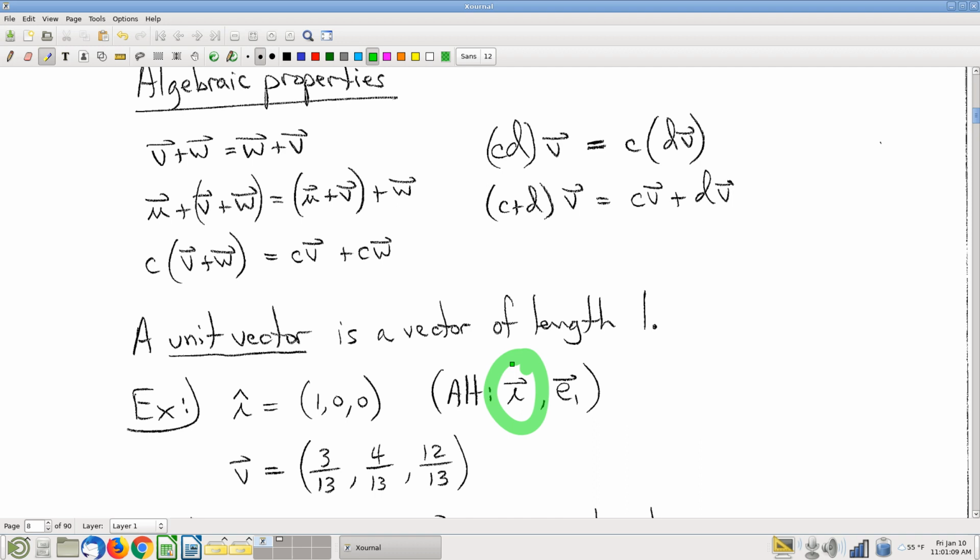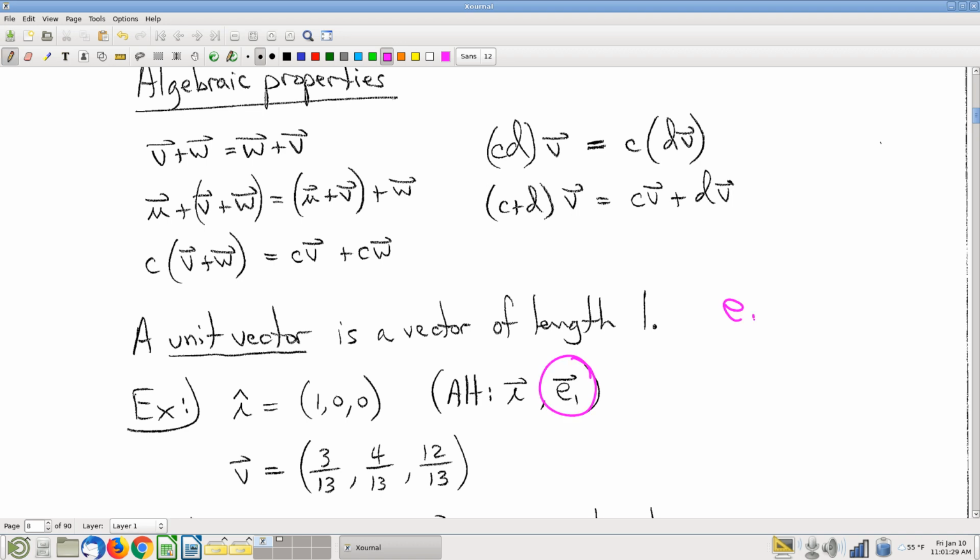I'm pretty happy to assume that my listener remembers that and just write I vector. I don't think there's anything wrong with that. If you just want to write I vector, it's perfectly fine. I can't imagine anyone caring. I'll also point out that it's also perfectly acceptable to call that E1.